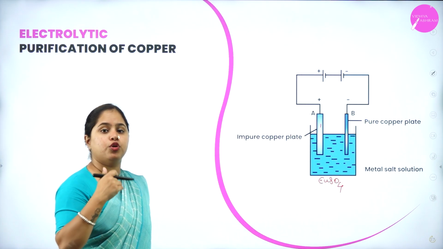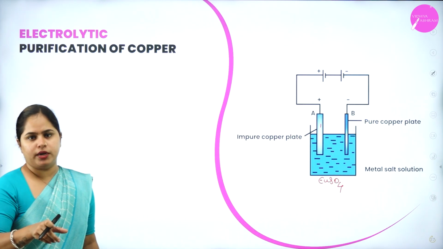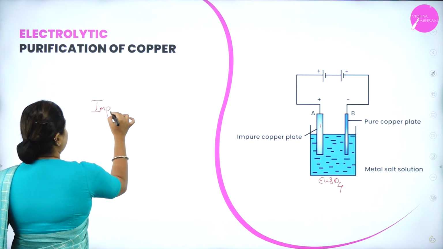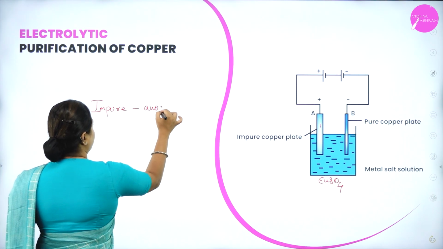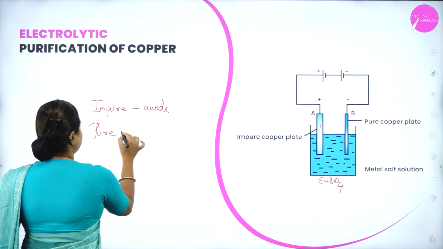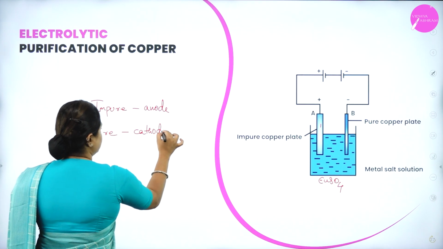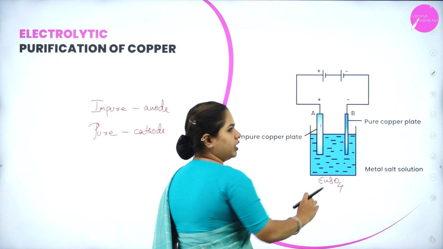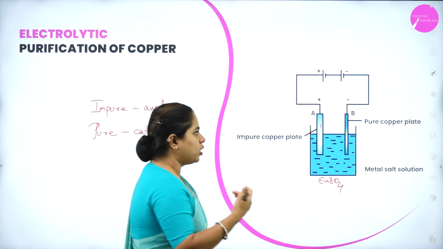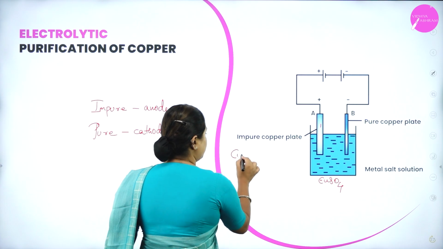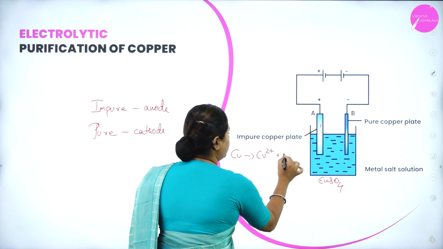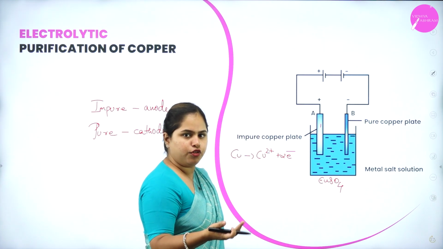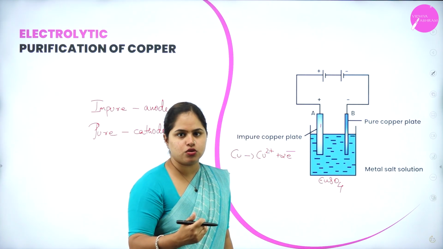So whatever you have to purify, the impure metal is always taken as the anode. The impure one will be taken as the anode and the pure metal will be taken as the cathode. I hope it is clear. Now what is going to happen here? In anode we know that oxidation will take place, and Cu is going to get oxidized to Cu2+ in this part, right? Cu2+ is going to get formed.